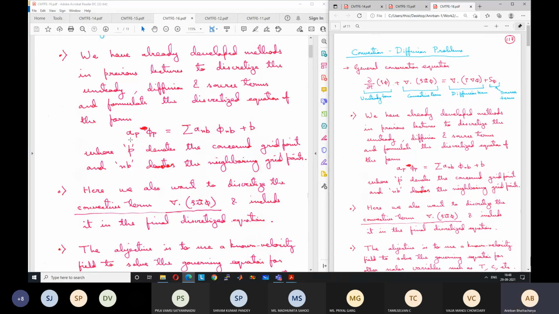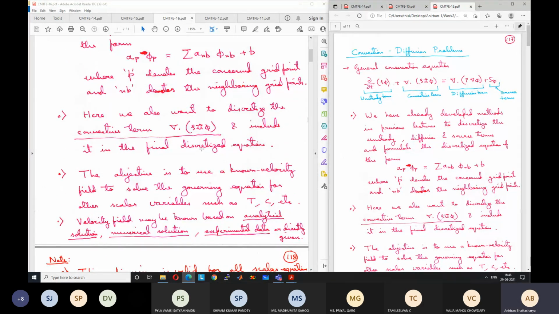What will happen is that the values of AP and ANB will change because of the presence of velocity, and we want to give these new values of AP and ANB to our solution algorithm. So we want to see how these terms, ANB being what? AE, AW, A north, A south, vary when velocity is present. That is our objective.